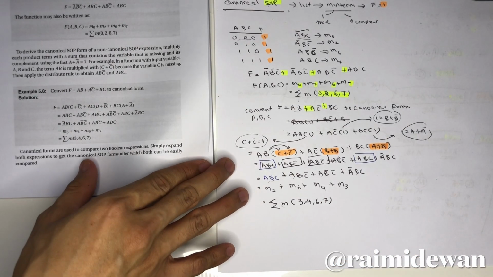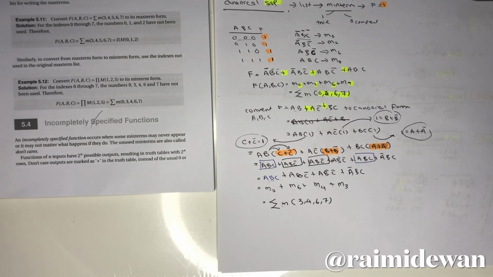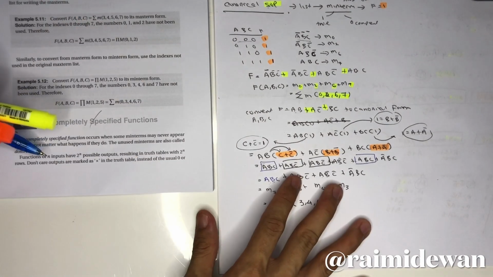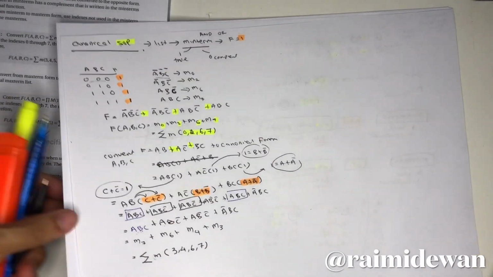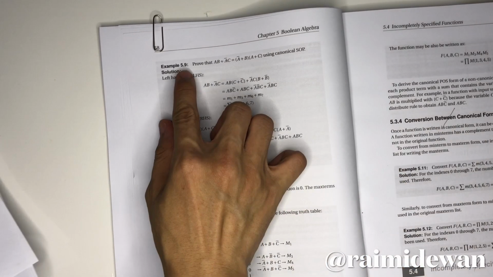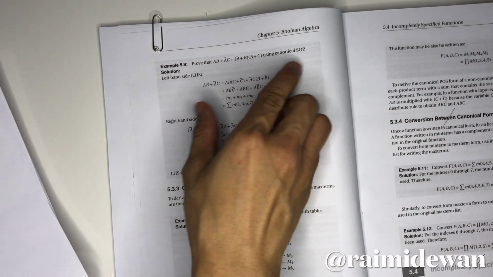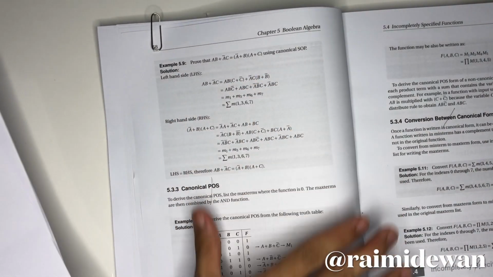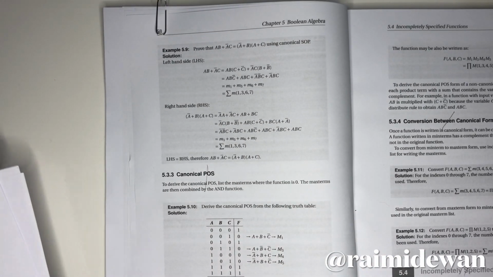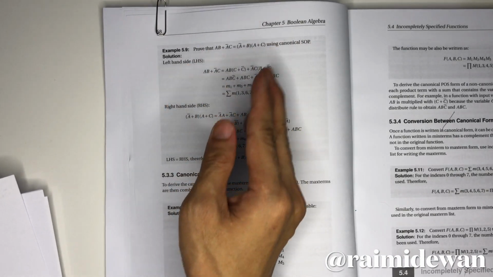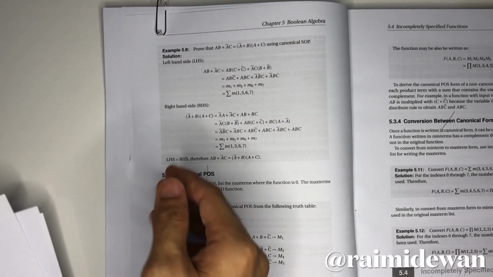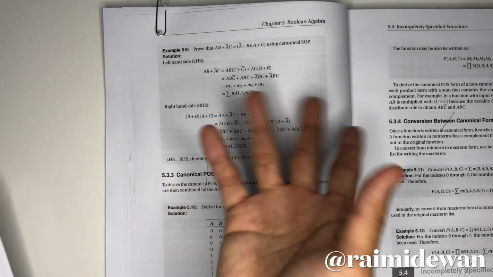Okay. Next, we will go to the canonical SOP, the canonical POS. This one you can try at home. For example, prove that A B blah blah using canonical. I show you guys the pages. You can try to do it at home. You fill in this and you try to prove. Then you refer back to this module. If you don't have the module, you already see my video, so you can just refer back.